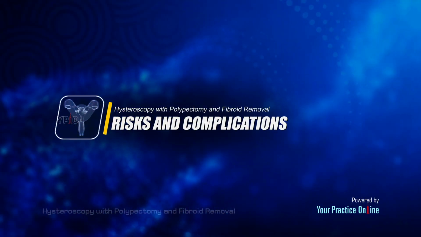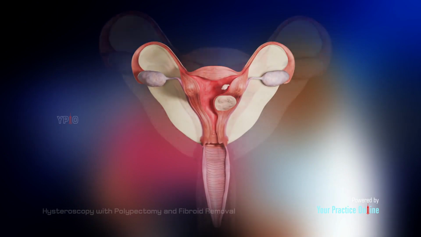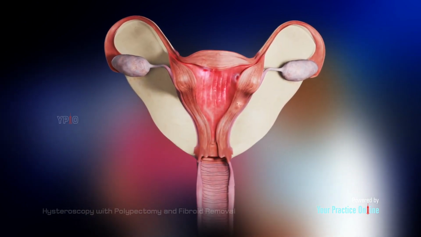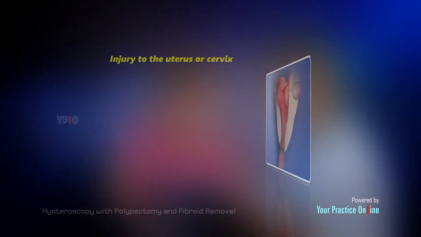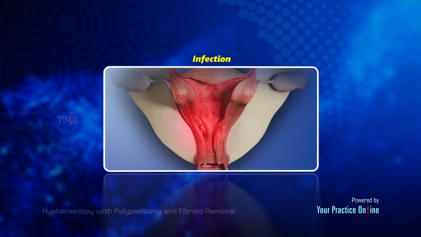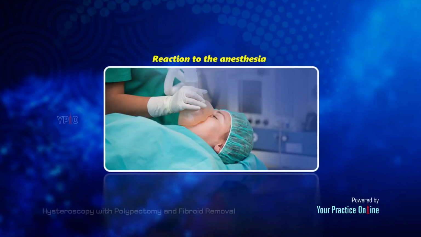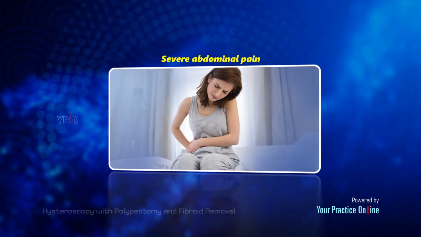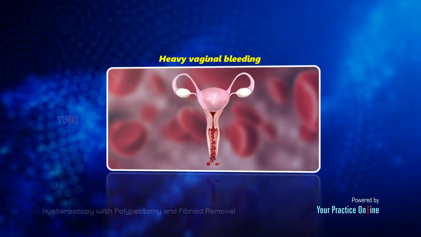Risks and complications. Hysteroscopy with polypectomy and fibroid removal is generally safe. However, it may have certain risks and complications, such as injury to the uterus or cervix, infection, reaction to the anesthesia, severe abdominal pain, heavy vaginal bleeding.